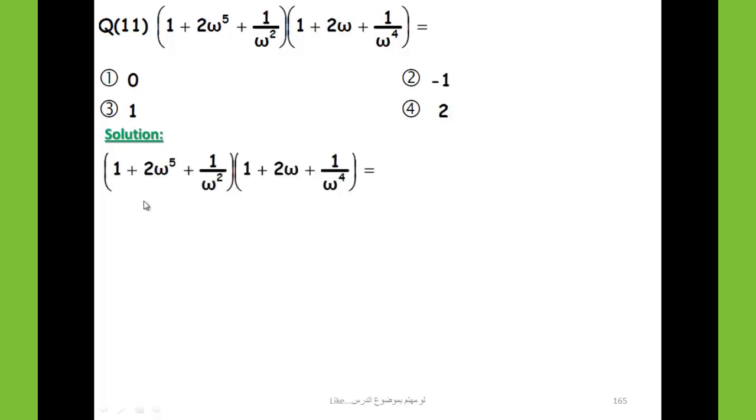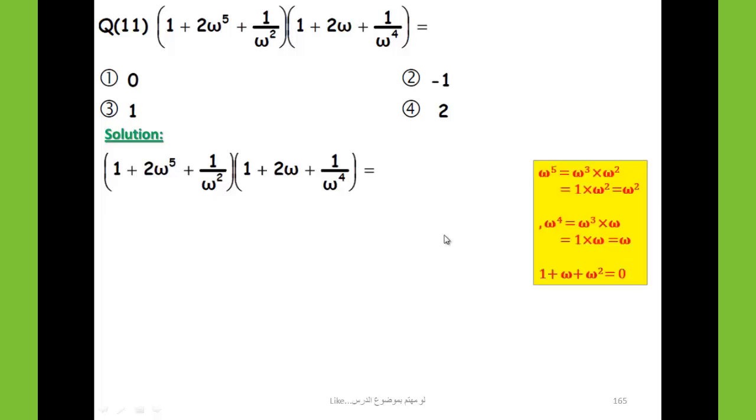We have the required here and the properties of omega. We know that omega to the power 3 equals 1 and 1 plus omega plus omega squared equals 0. So omega to the power 5 equals omega to the power 3 multiplied by omega squared, and omega to the power 3 equals 1, so 1 multiplied by omega squared equals omega squared. So we simplify omega to the power 5 to be omega squared.